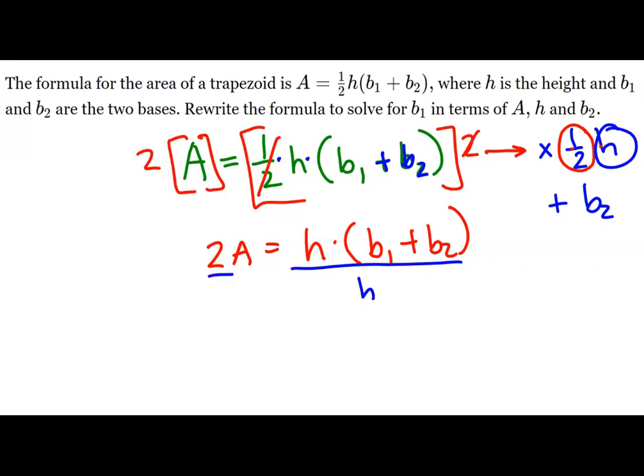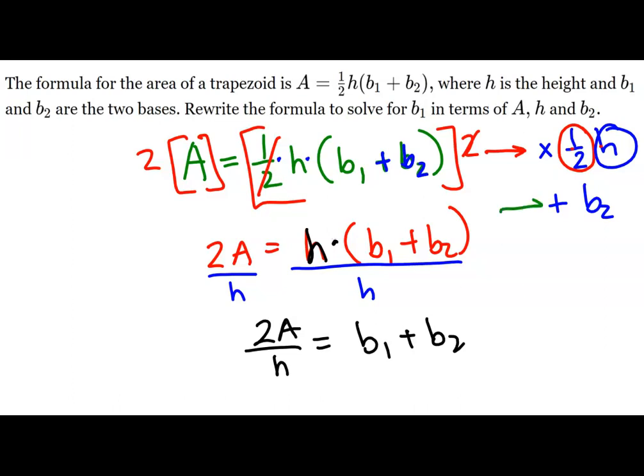This time I'll divide. That leaves me with 2a divided by h equals b1 plus b2. Notice I don't write the parentheses this time. And the reason why I didn't write the parentheses is because I'm no longer multiplying anything. So the parentheses can disappear.